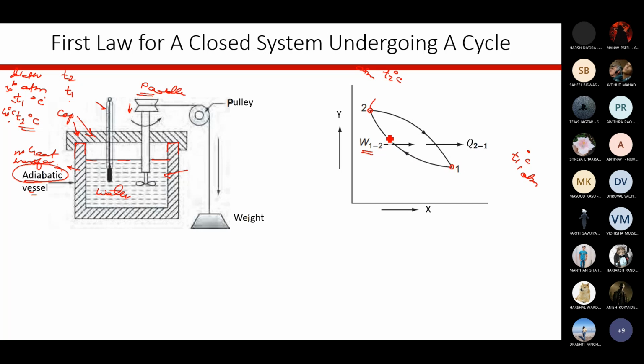So here work is supplied to the system, W1-2, and in this process heat is rejected by the system, right? So that's the simple explanation of this process.